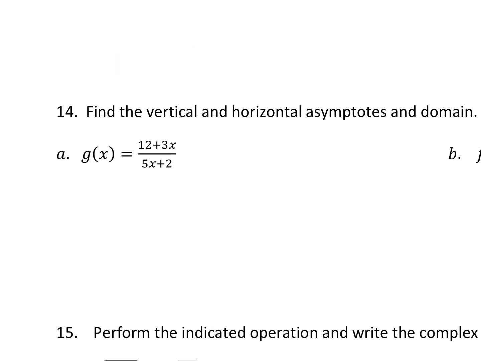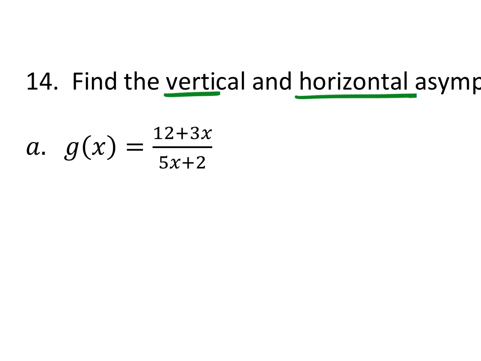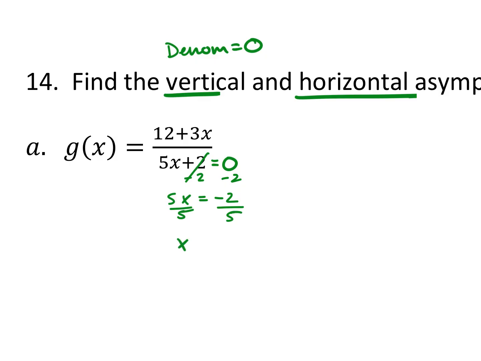So for 14, we want to find the vertical and horizontal asymptotes. So vertical asymptotes, we set the denominator equal to 0. We'd subtract 2 on both sides. 5x equals negative 2, divide by 5. So x equals negative 2 over 5. So this would be our vertical asymptote.